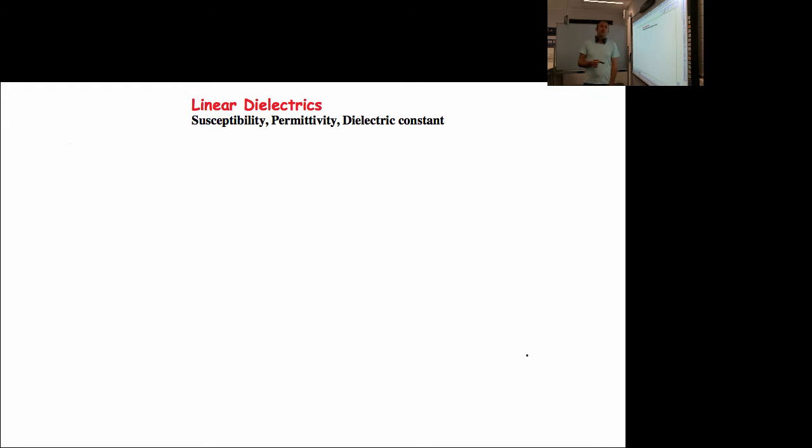In this section we're going to look at dielectrics, and we're going to look at susceptibility, permittivity and the dielectric constant. So what we know is that the polarization will usually result from an electric field, and in most dielectrics the polarization is proportional to the electric field and it will point in the same direction. That is, the electric field will line up the atomic and the molecular dipoles.